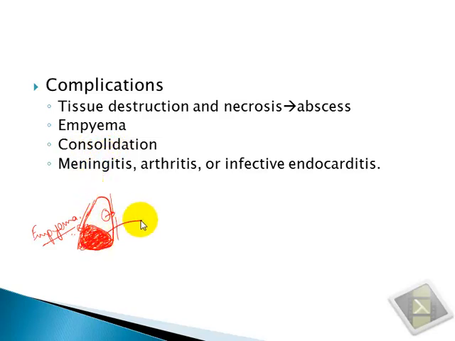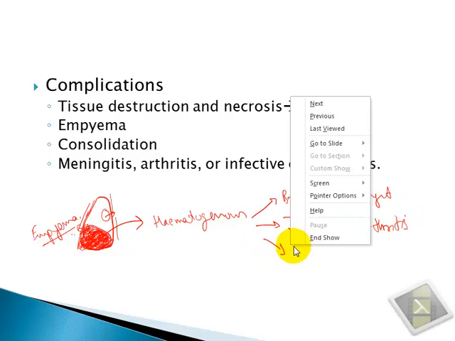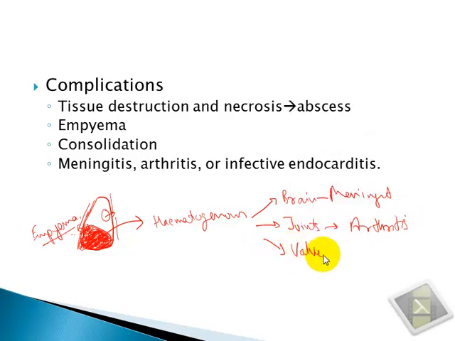There may be dissemination of inflammation by hematogenous route, and when it comes into the blood, it may go into the brain and can lead to meningitis. It may go into the joints and may lead to arthritis. It may go into the walls of the heart and may lead to infective endocarditis. Right, so these infections may spread, and these are the complications of these infections.